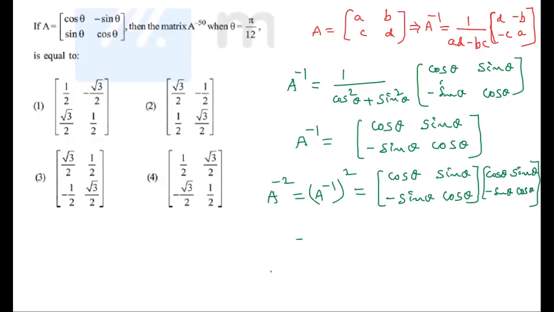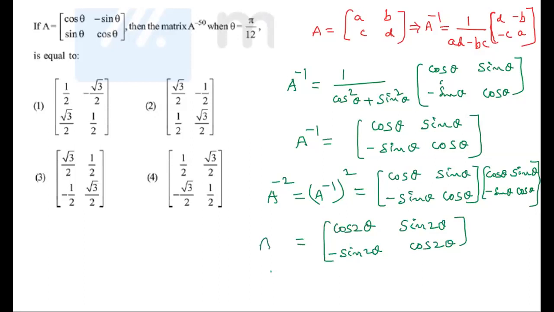Multiply these two matrices, we get in the form of like this. Do the multiplication: cos 2 theta, sin 2 theta, minus sin 2 theta, cos 2 theta. Multiply first row, first column: cos square theta minus sin square theta, that is cos 2 theta. Next term, 2 sin theta cos theta will come, that is sin 2 theta.